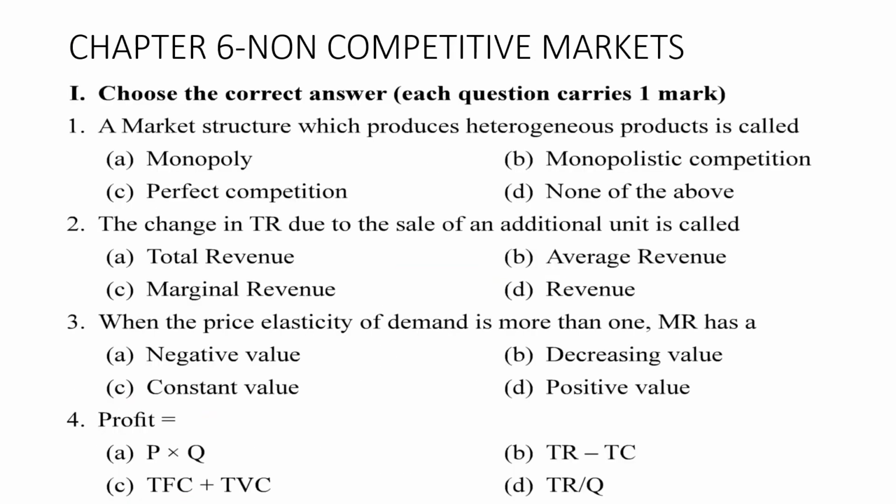Yes, now coming to the last chapter of microeconomics, chapter 6, non-competitive markets. So question number 1 here, a market structure which produces heterogeneous products. Heterogeneous products, that is, different products which are not similar. So here the answer is going to be B. Monopolistic competition, where firms produce heterogeneous products.